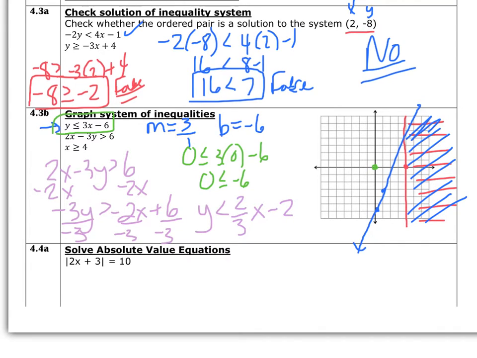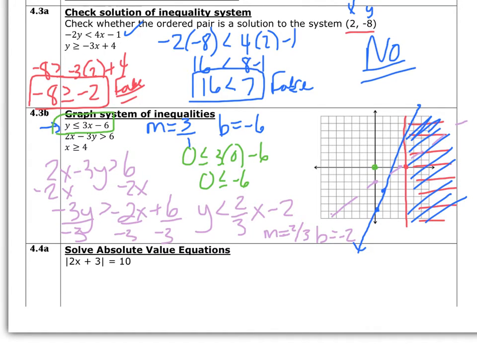So from here, I have that the slope is 2/3 and the y-intercept is negative 2. So go to the y-intercept at negative 2. From there, I'm going to rise 2, run 3. Be careful on this one. There is no solid line, so this is a dotted graph right here.